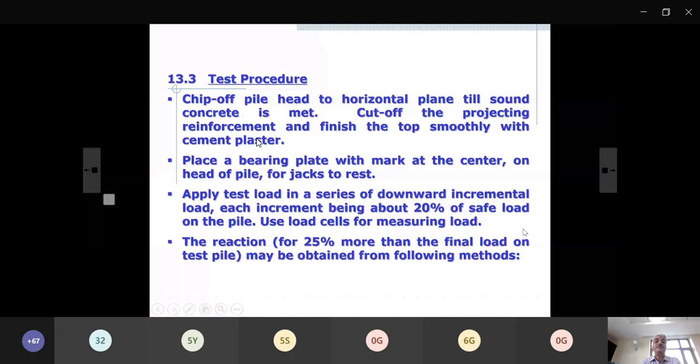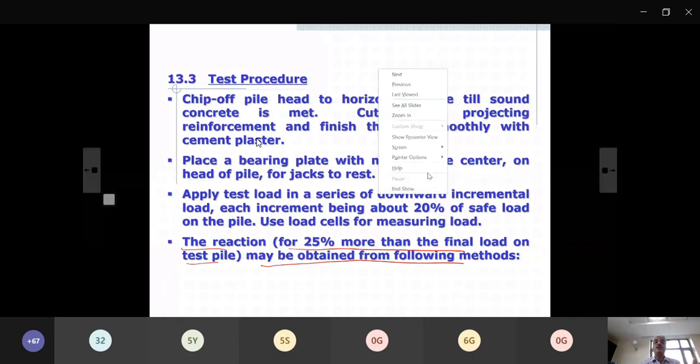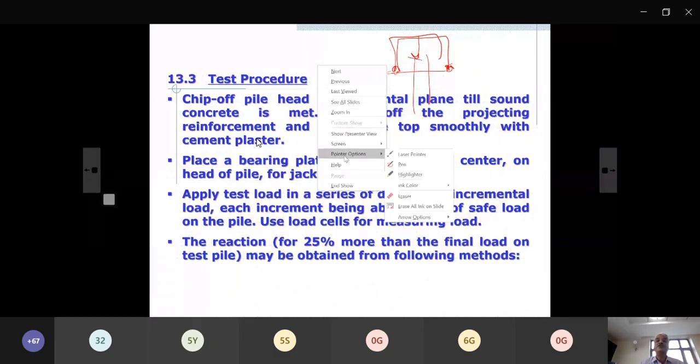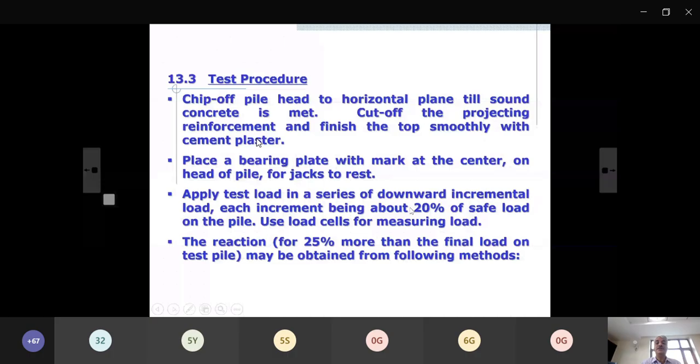And the reaction should be 25% more than the final load on the test pile. So you go to 1.25 times the capacity, and it can be obtained from the following methods. Actually you must have that much reaction. Now for applying, let us say this is your pile and you are applying some load. How do you apply it? You have to take some reaction. So the capacity of this reaction system should be 25% more than the maximum load which you are likely to apply. Otherwise it will get uprooted.